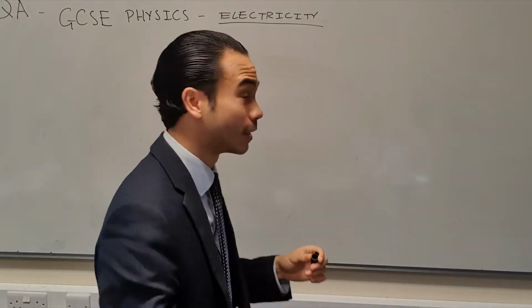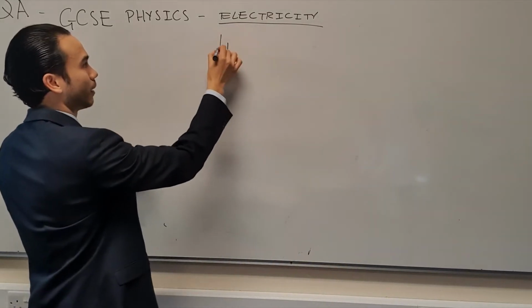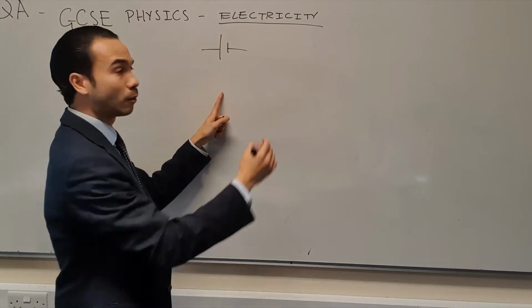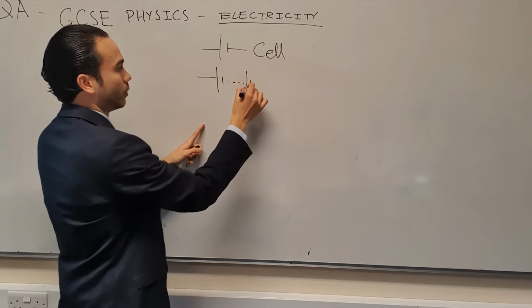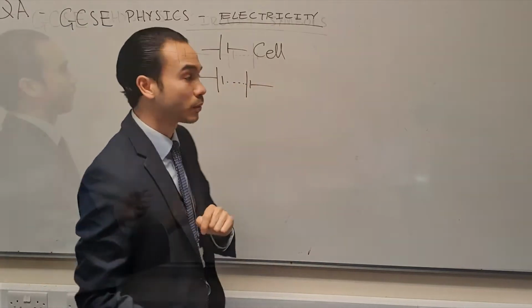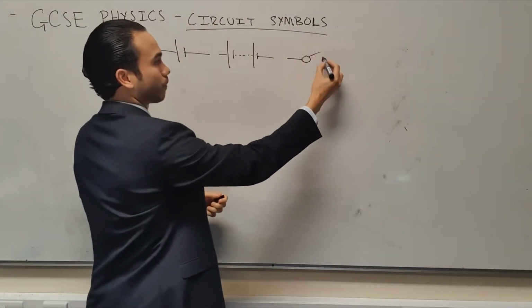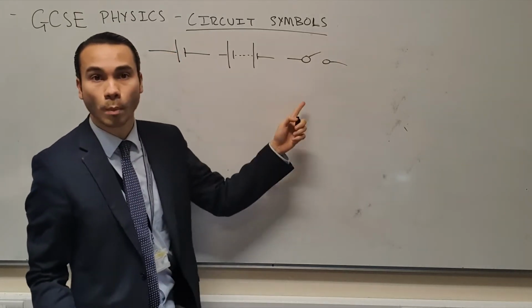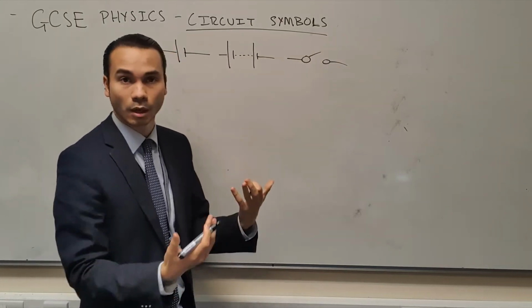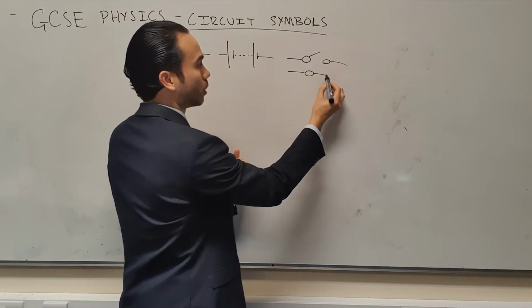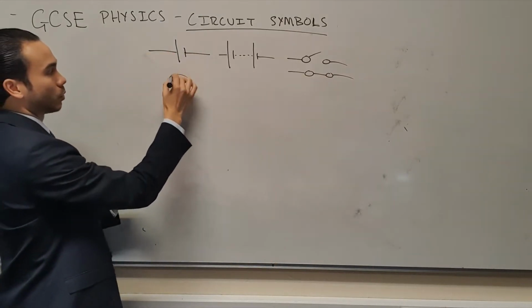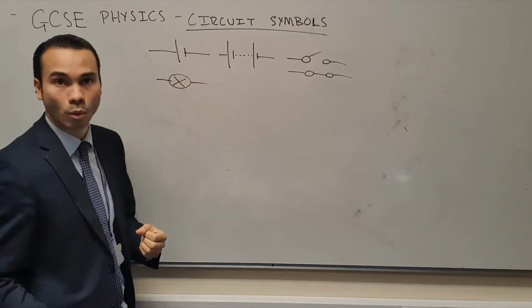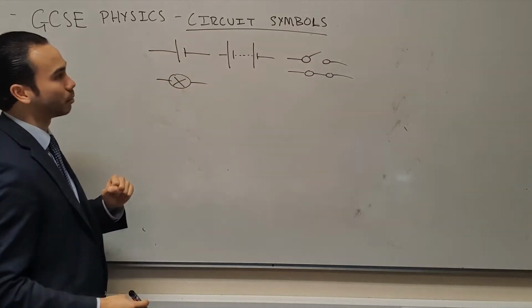Okay, so pay attention. Last lesson we looked at the cell, a battery which is made up of multiple cells. Then this one is an open switch. Okay, so it can be closed. If it's closed, it will look like that. Another thing we looked at last lesson was the bulb or lamp. So that's what the bulb or lamp looks like.